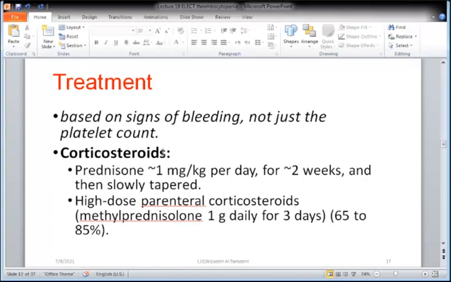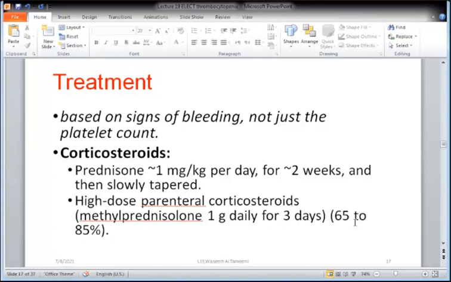The first choice of treatment is the corticosteroid, prednisolone 1 mg per kg per day for at least 2 weeks, and check the response. If there is a response by increasing platelet count, I may do slow tapering of the steroid over 1 month duration. In life-threatening bleeding, I may substitute oral prednisolone with high-dose parenteral corticosteroid like methylprednisolone 1 gram per day for 3 days. This can give a response in 65 to 85% of the cases.